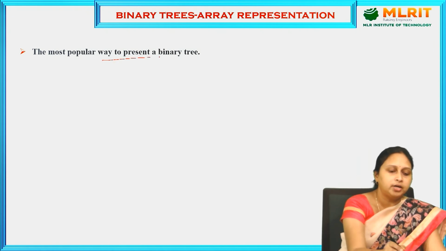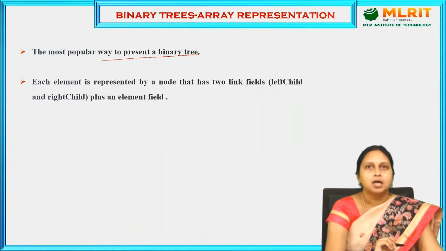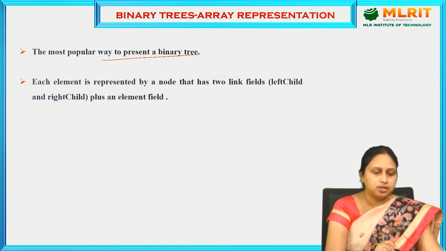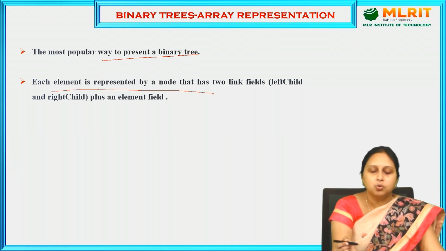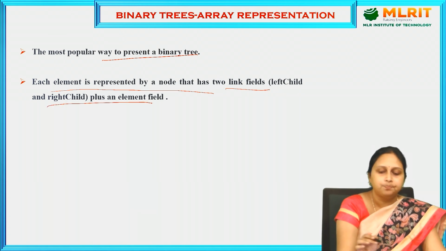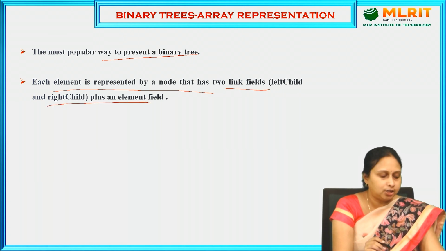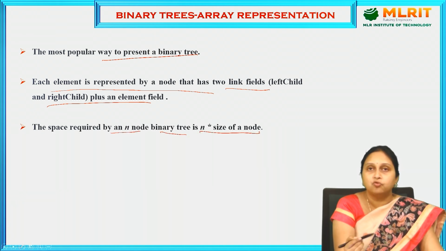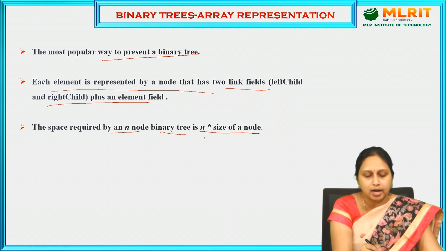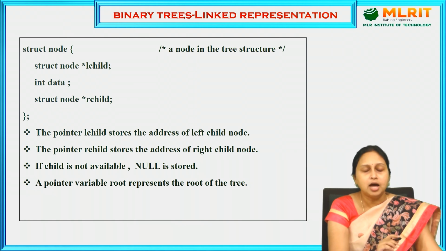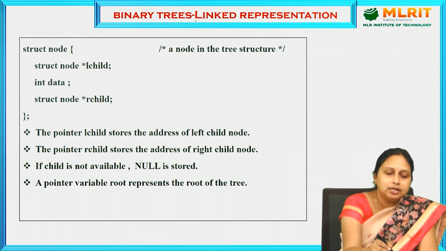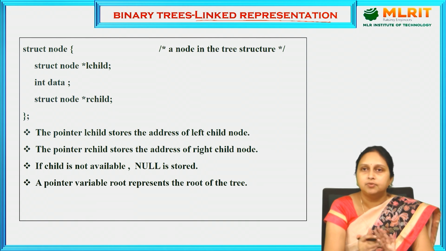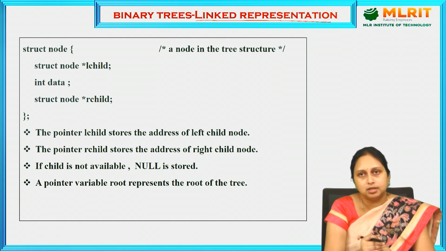The most popular way to represent a binary tree is based on the linked list representation. Each element is represented by a node that has two fields: one is the left child and another one is the right child. The space required by a binary tree with n nodes is n times the size of a node. That means based on the size of the node and n, we can calculate how much space will be required. Now, this can be done by using the linked list representation. We have disadvantages with the array representation, that's why we are moving on to the linked list representation.